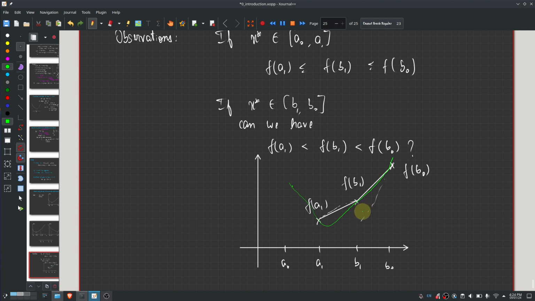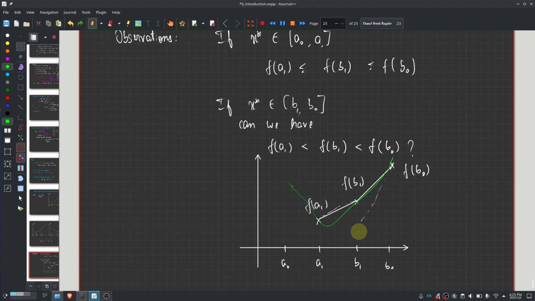If minimum exists in between B1 and B0, the left part would be a decreasing function. Then f of A1 will not be less than f of B1. Correct. So anywhere to the left of the minimum, the function should be decreasing. So if the minimum lies in between b1 and b0, it should be decreasing on the left, which must mean that f of a1 should be greater than f of b1, which is not happening over here.